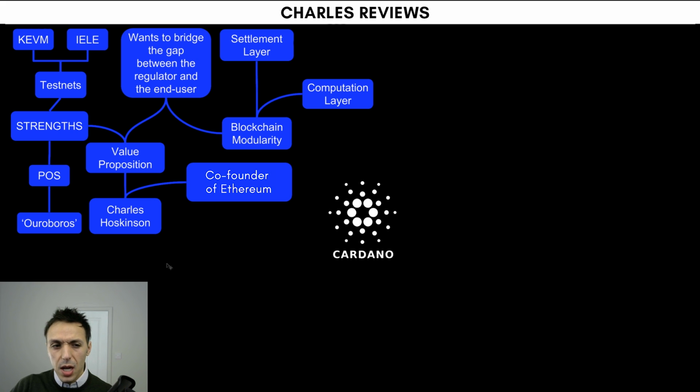And finally, we get to Cardano's main value proposition, its consensus mechanism, which uses proof of stake, which is called Ouroboros.